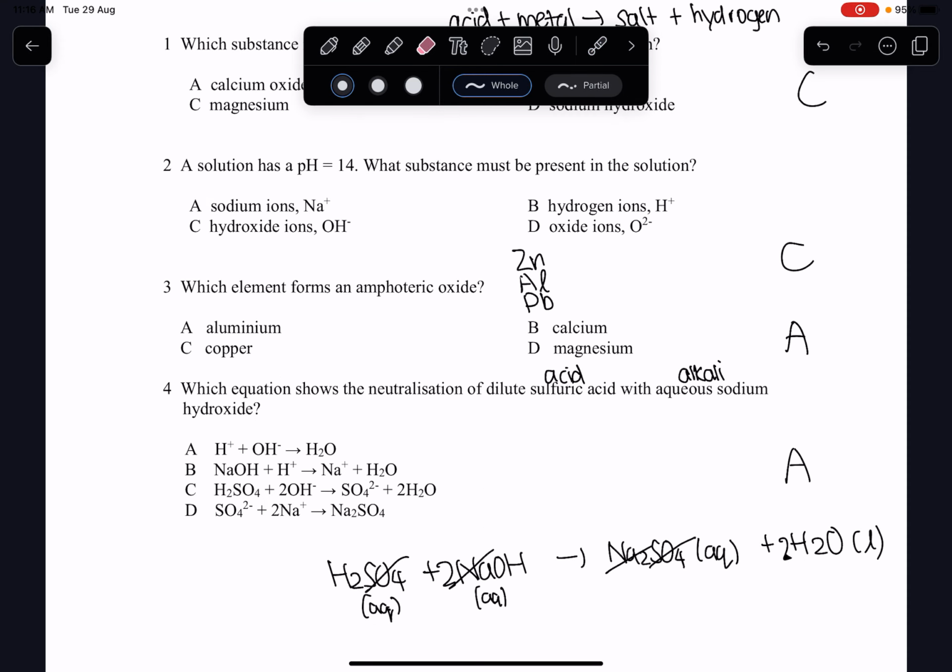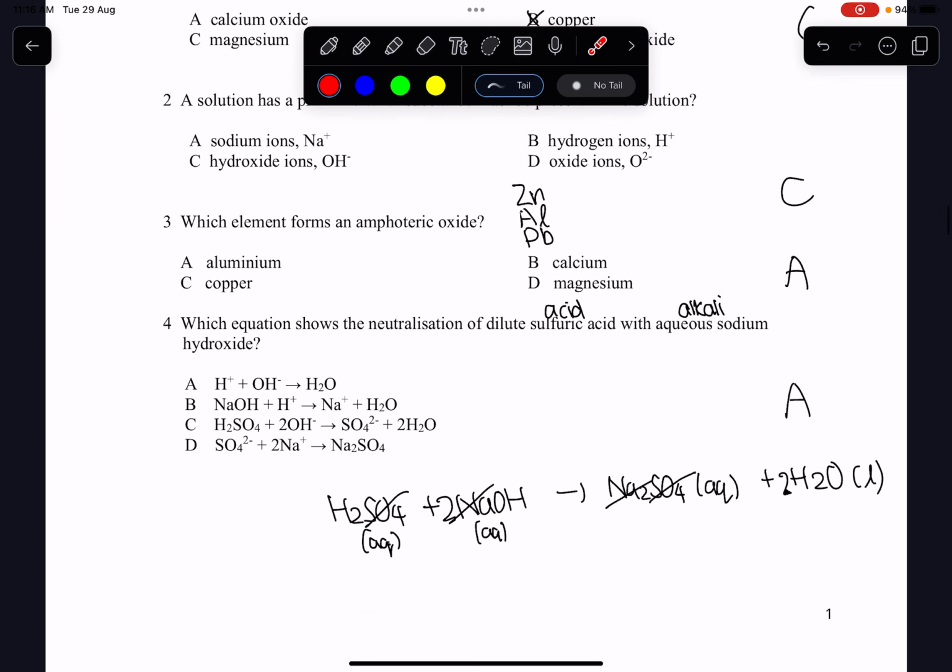Question 2, a solution has pH 14. Which substance must be present in the solution? It must be hydroxide ions. Why? Because the higher the concentration of hydroxide ions in a solution, the closer it will be to pH 14. Okay, alkaline.